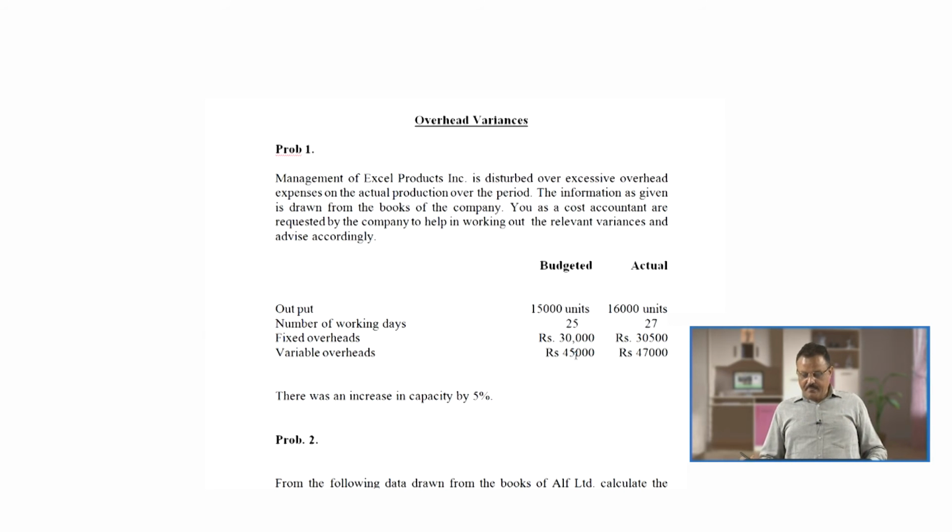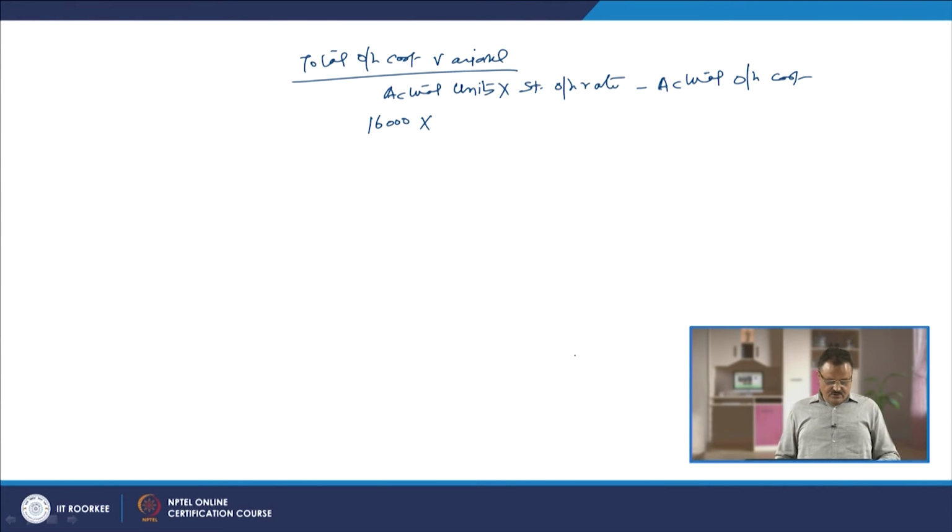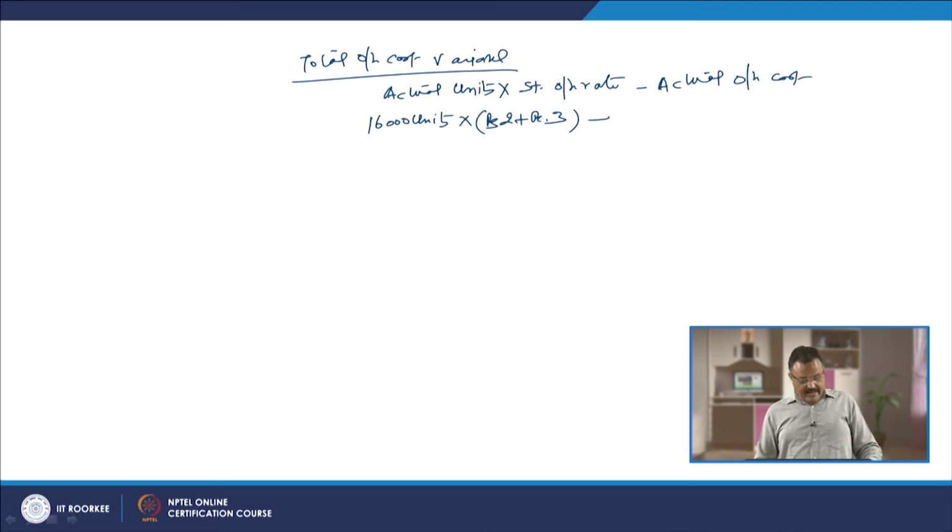And in case of the variable overheads, the cost given to us is 45,000. Again, the standard number of units are 15,000. So, this is 3, right. So, it means now we have to find out that this total cost is 16,000 units multiplied by something, and that something is rupees 2 plus rupees 3, and then the actual overhead cost.